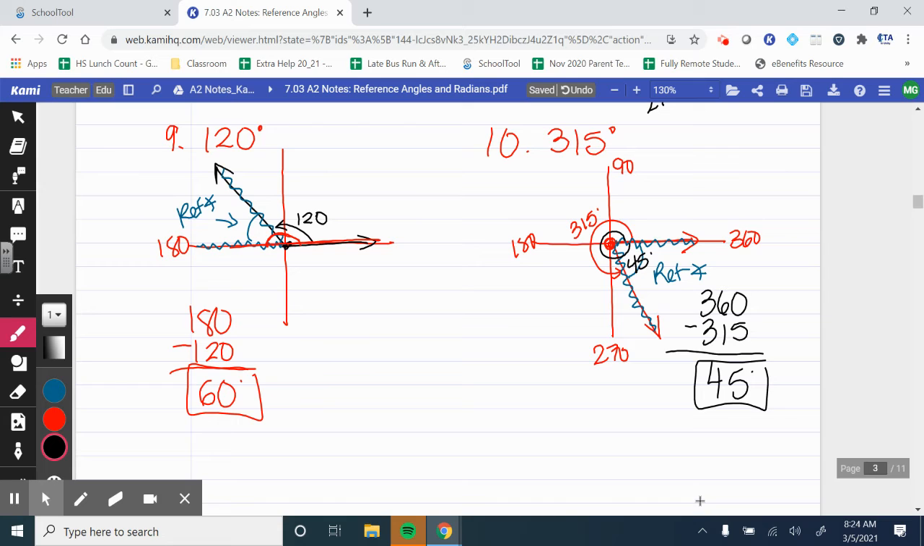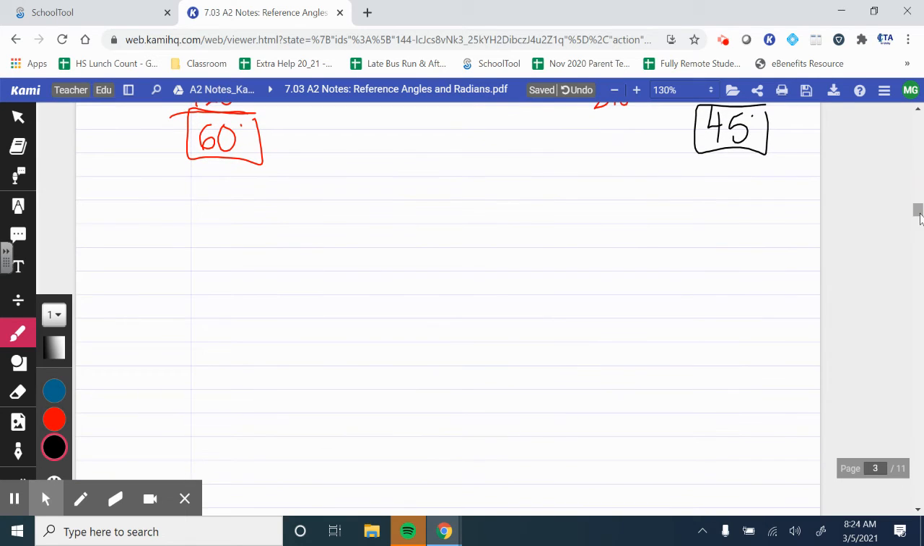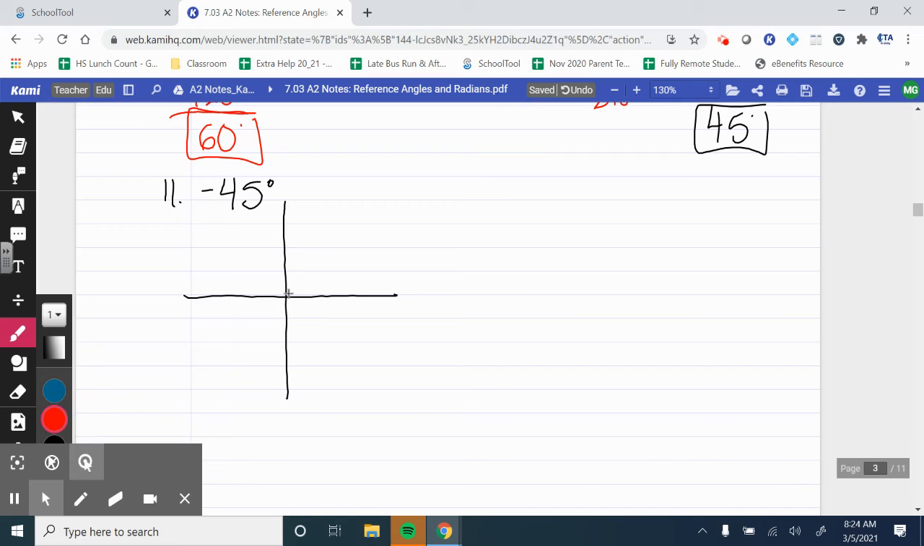All right, let's try another one. So number 11. 11 is negative 45. Okay, so for a negative angle, pause the video and sketch out a negative 45 degree angle in standard position. So remember, negative angles are going to start by going down. So still have our vertex, our initial side, but since it's negative, negative tells us the direction, it's going to go down. So this is negative 90, so we're going to be in quadrant 1. So that's negative 45 degrees.